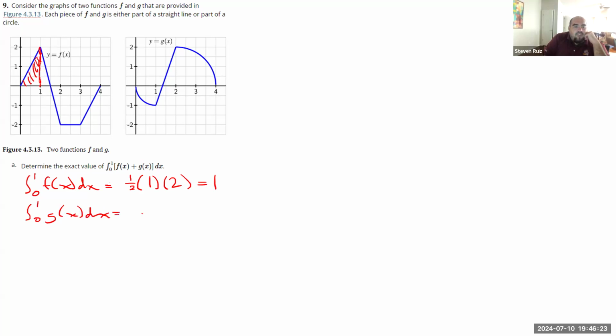What is the value of the other integral? So this is going to be a circular area, and it looks like it's a quarter circle. It's also below the x-axis, so I believe this is going to be a negative value. So negative, what's the area of a circle? Pi r squared, except I have a fourth of a circle, so negative 1/4 pi times the radius squared, which is 1. So that's equal to negative pi over 4.